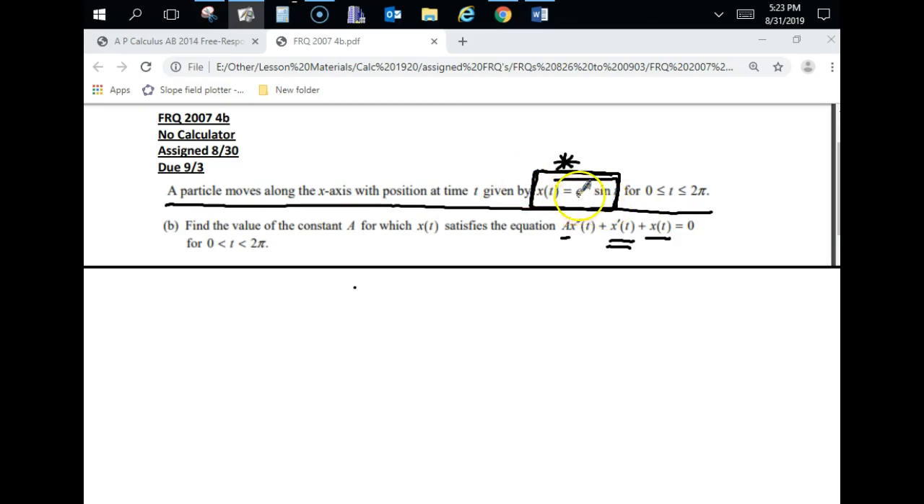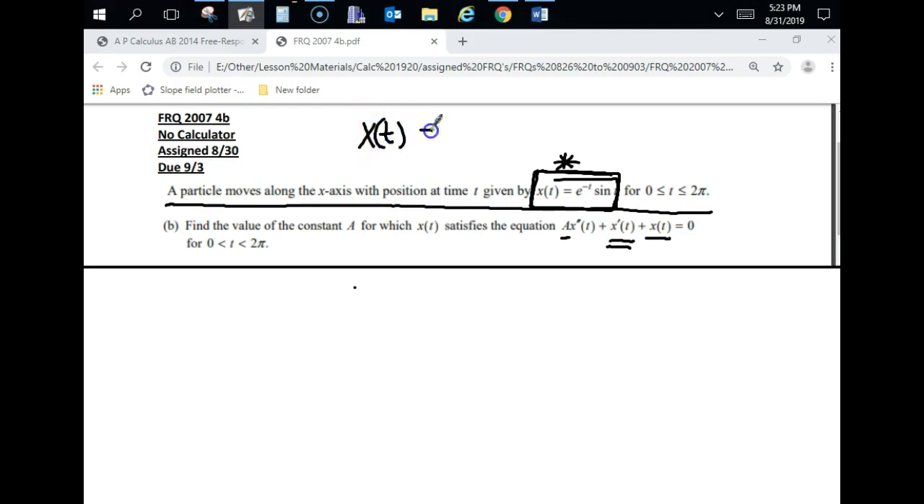Think about what we've learned. We know how to find the derivative of e with a chain rule, right? And we also know how to find the derivative of sine, and notice this is a product. So see if you can get it. Pause the video and give it a shot. Okay, so I'm going to go ahead and work it out now.